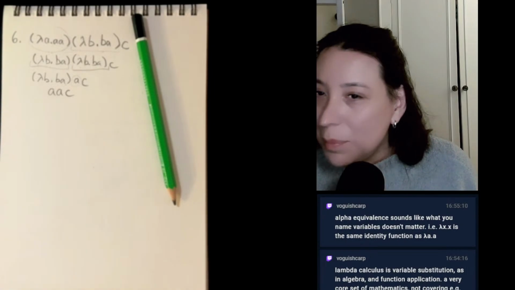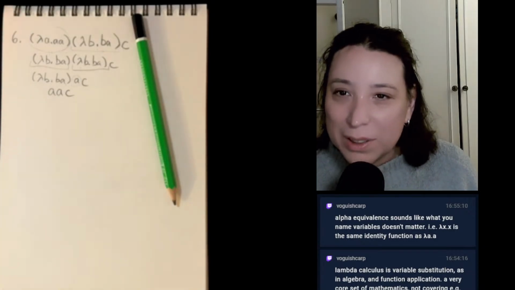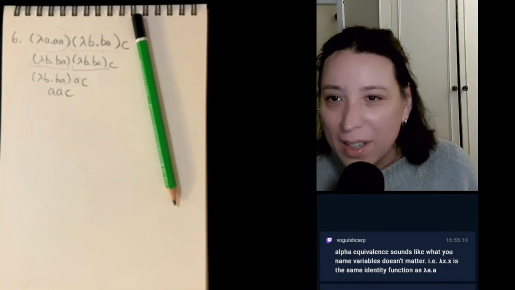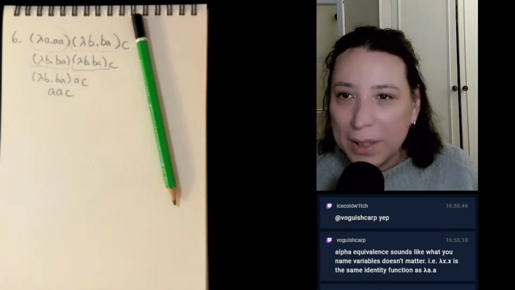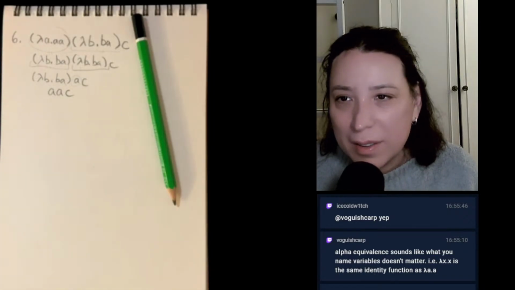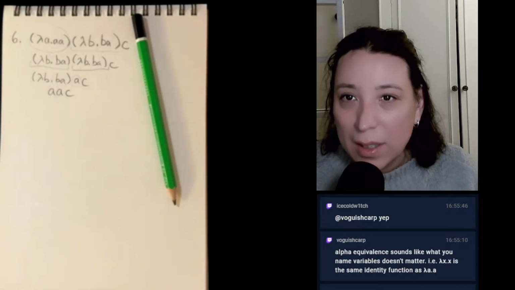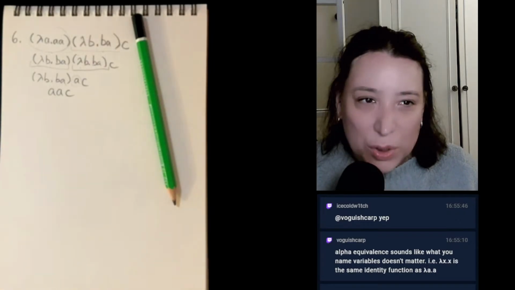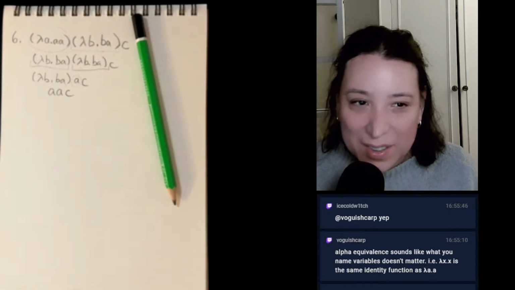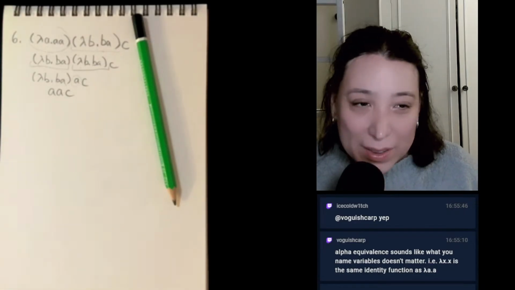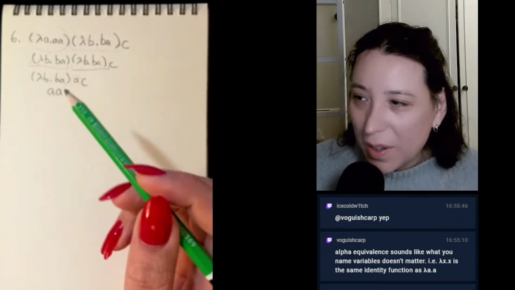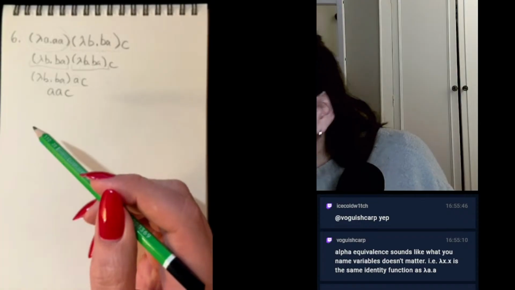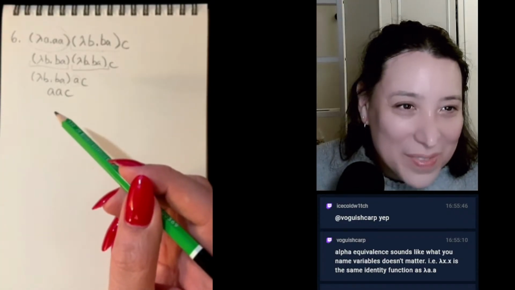Let's see. Lambda calculus is variable substitution as an algebra and function application, a very core set of mathematics not covering arithmetic or numbers. Alpha equivalent sounds like what you name variables doesn't matter. Right, exactly. That's what it means. But I wasn't quite sure why it said hint, so we didn't need to worry about it. Okay, thanks for the answer. Vogish Carp. Love that name.